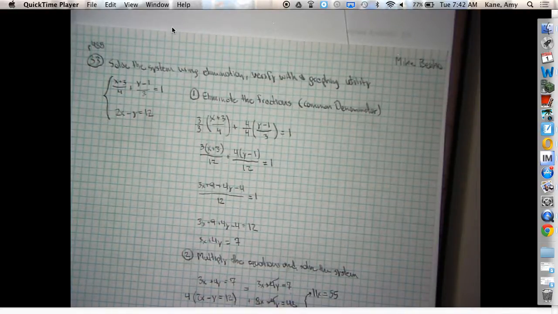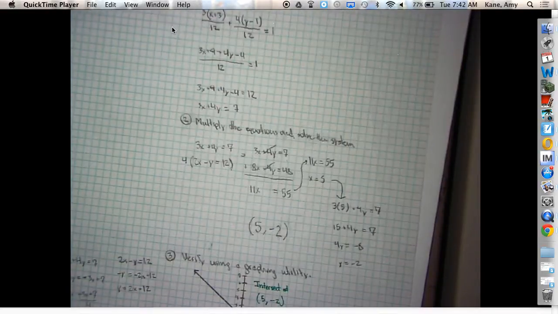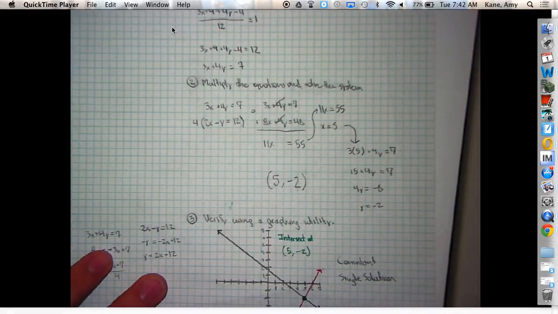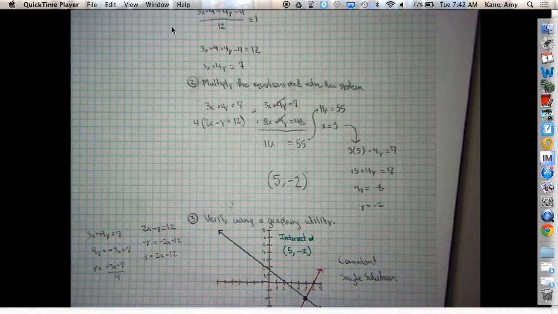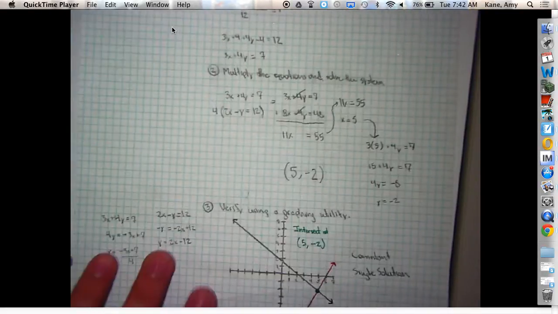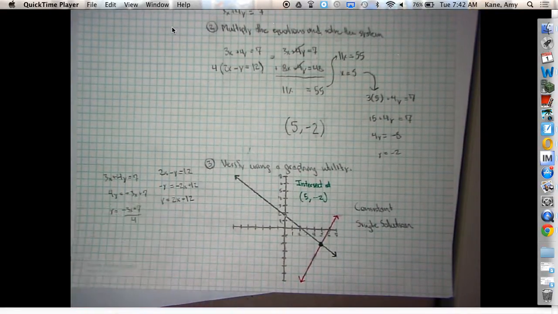Okay, first thing I did was try to get fractions to cancel, so I multiplied the first one by 3 over 3 and the second one by 4 over 4 to get them both over 12. Then I combined them over 12 and multiplied the other side by 12 to get rid of the fractions. And then I had to use elimination, so I multiplied the bottom problem by 4 to get the y's to cancel, and I got 11x equals 55 and x equals 5. Then I plugged the x back into the top equation and got y equals negative 2. And then I verified with a graph that the intersection was (5, -2).